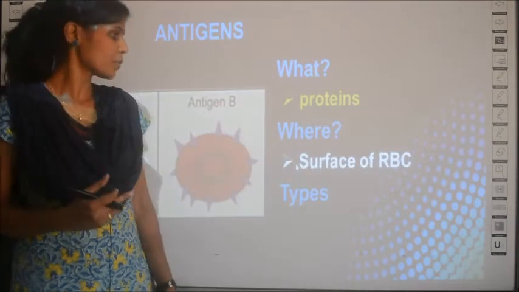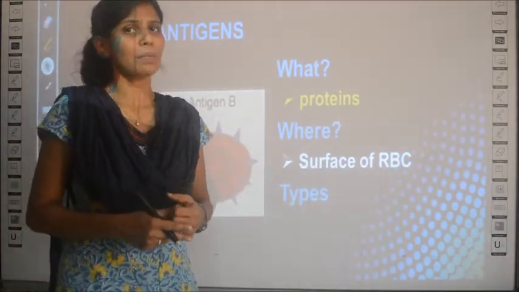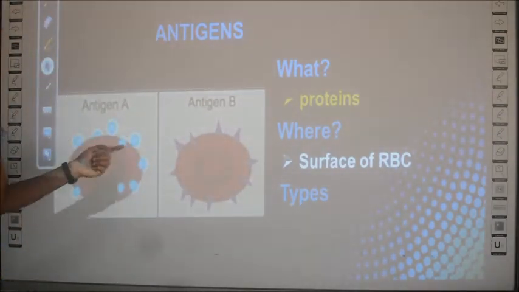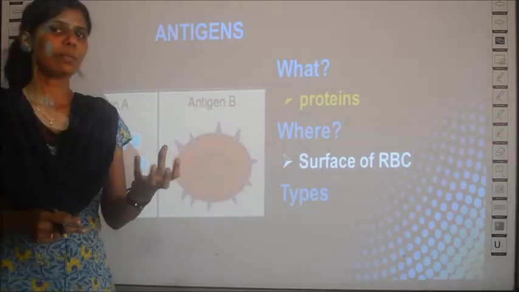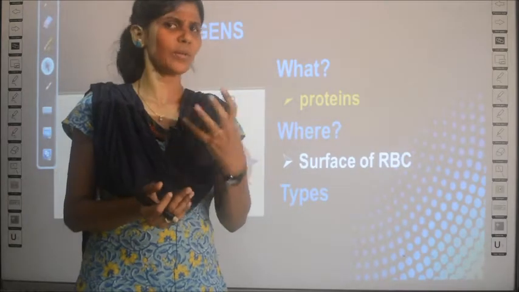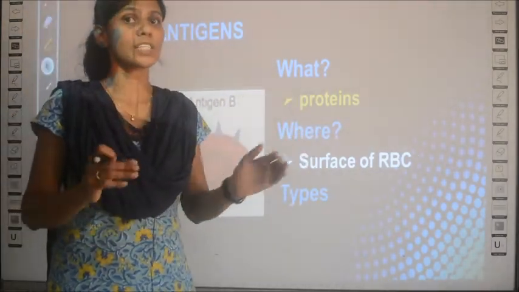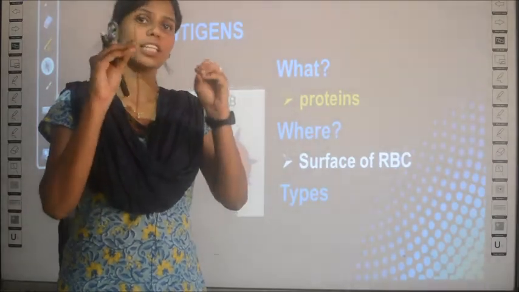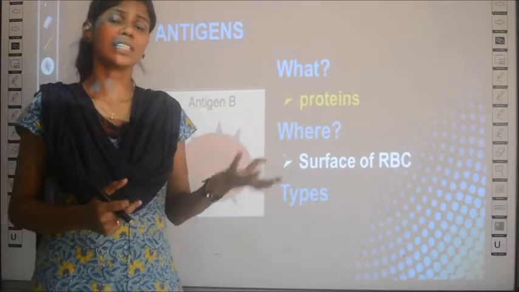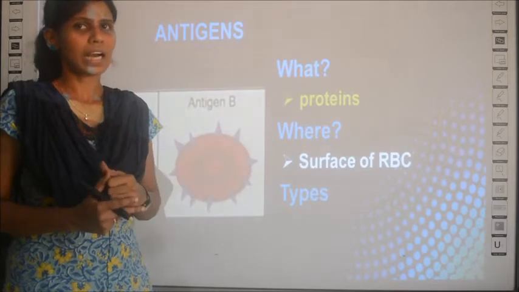Where can you find this protein? It is present on the surface of RBC cells. What is RBC? Red blood cells. You have already studied RBC cells. They are biconcave in shape, that you all know. So, where is this antigen present? This type of protein is present on the surface. It will be sticking onto the surface of the RBC cells. Every one of us will have this antigen sticking onto the RBC cells.